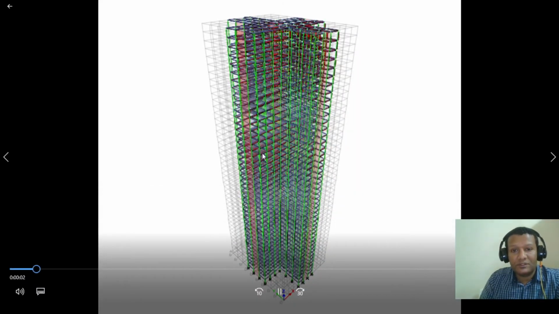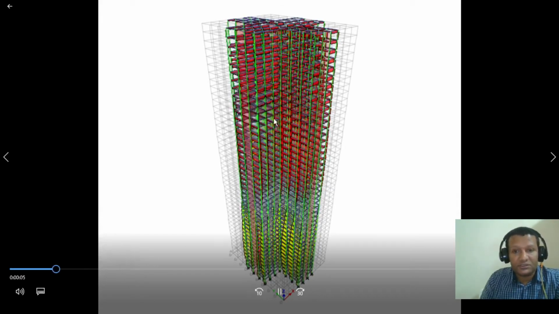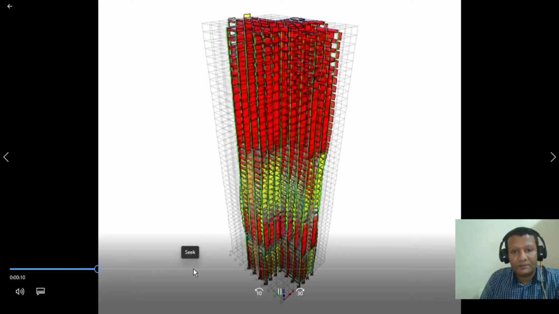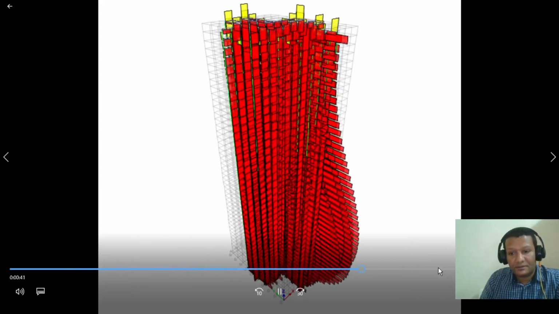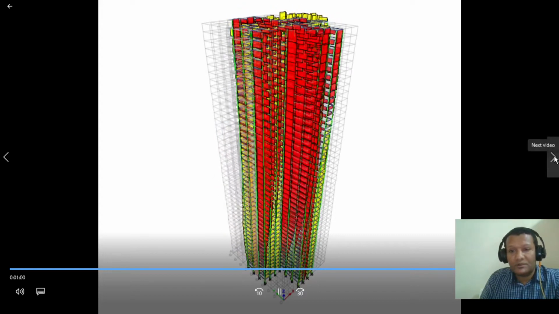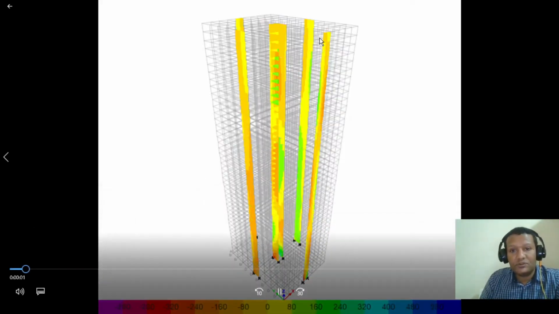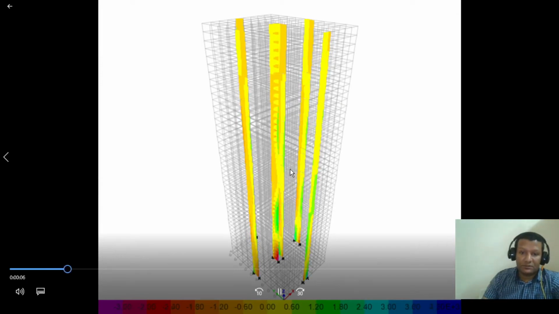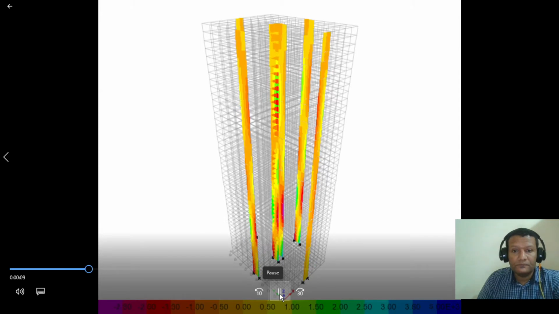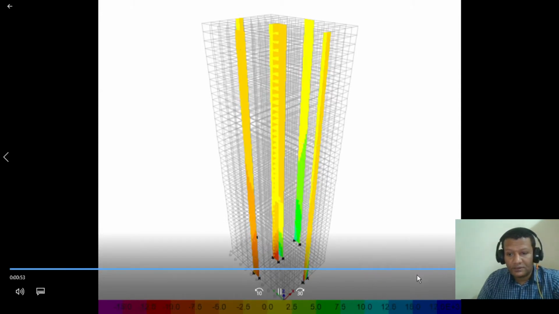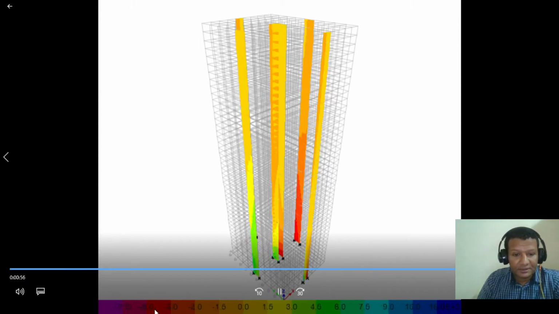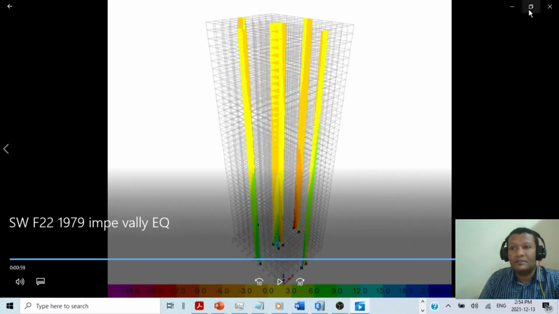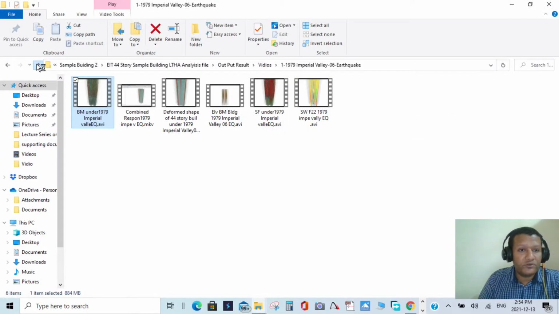This is the shear force. Again, the shear force is changing. So this is for the 44-story building. This is for the shear wall. As you can see, the response is changing. This is the contour. We will come back to this in this video. This is for the 44-story building.